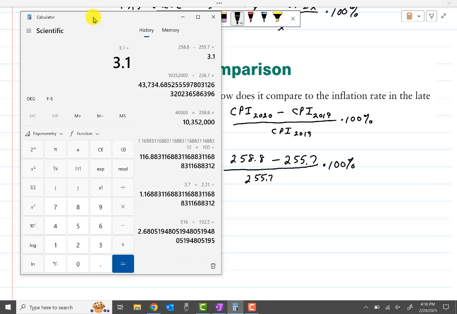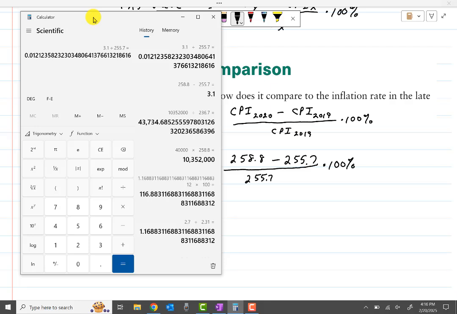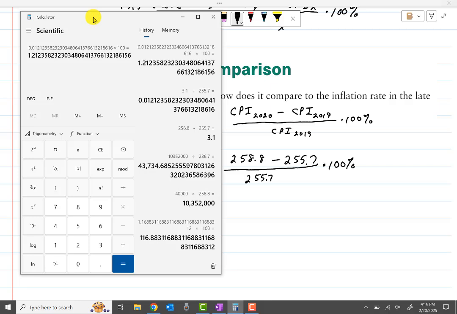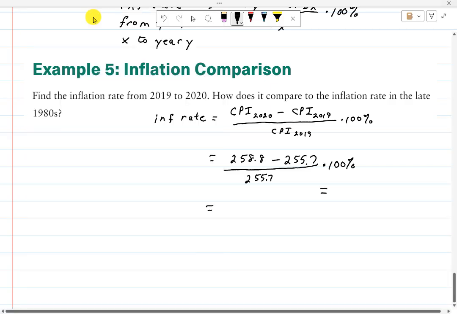Then divide by 255.7 and then multiply by 100. I'm just going to round to one decimal place here. That's about 1.2%. I had it down here, 1.2%. There's a second part. How does it compare into the late 80s?